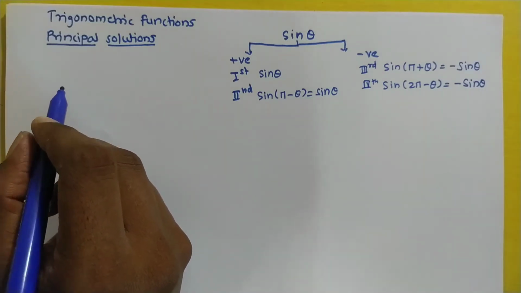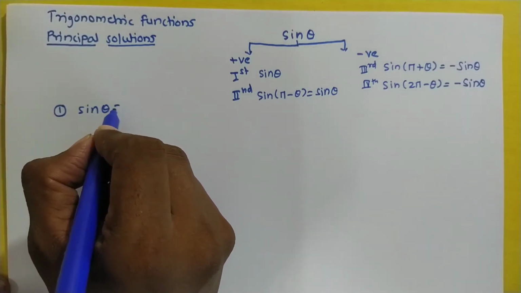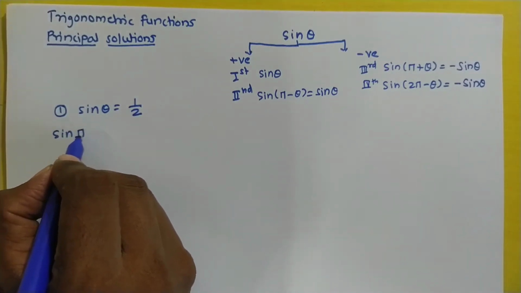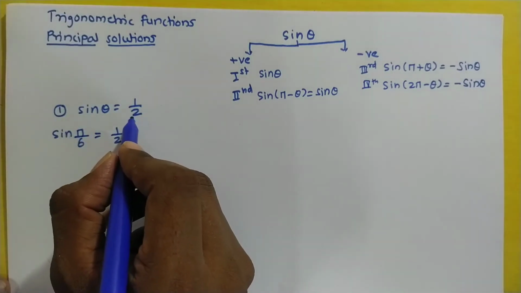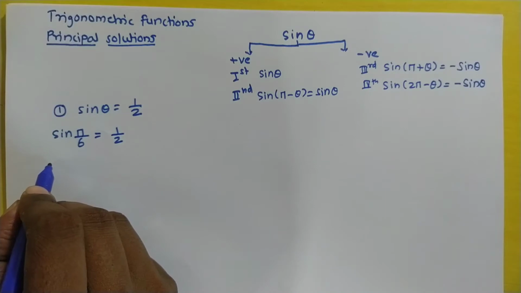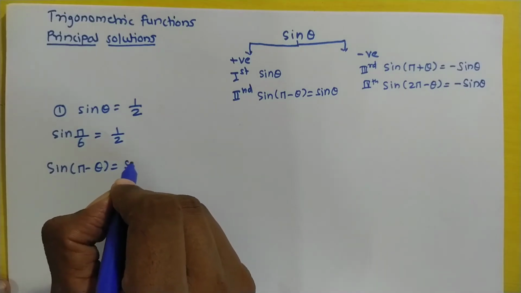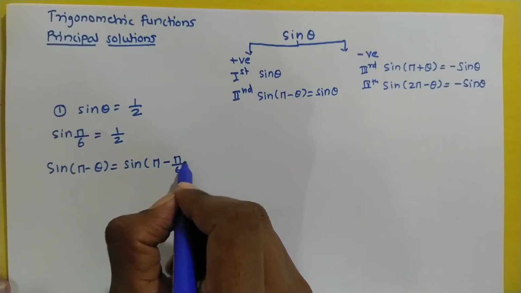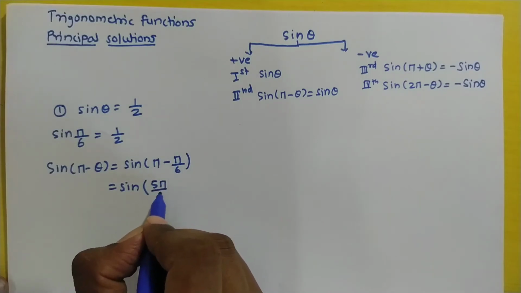So we have to find out the principal solution for sine theta equal to 1 by 2. We know that sine of pi by 6 equal to 1 by 2, and here 1 by 2 is positive, therefore we take for the second quadrant. So we know that for second quadrant sine of pi minus theta is equal to sine of pi minus, take the value of theta is pi by 6. So after cross multiplication, we get 5 pi by 6.